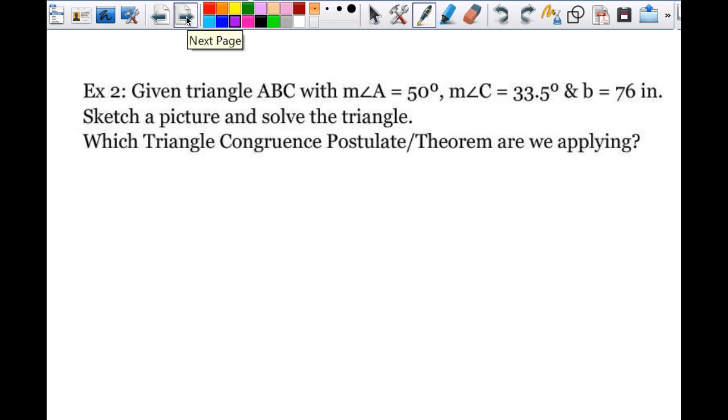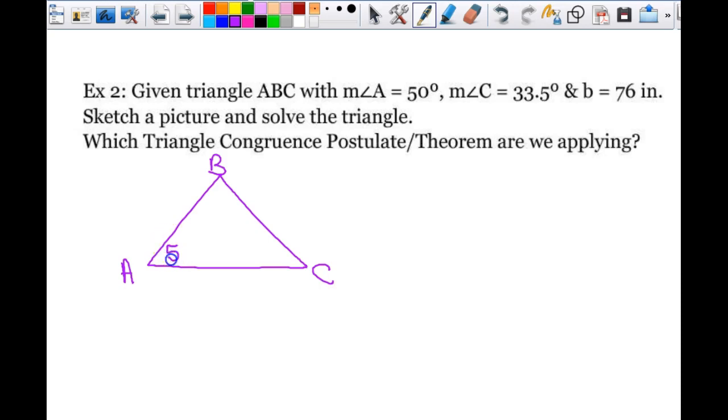So same kind of situation that we're starting with, and we're going to draw a picture. Not really worrying about anything else here. So A is 50, C is 33.5, and B is 76. All right, so which postulate or theorem allows me to know that every triangle like this is going to be congruent to it?